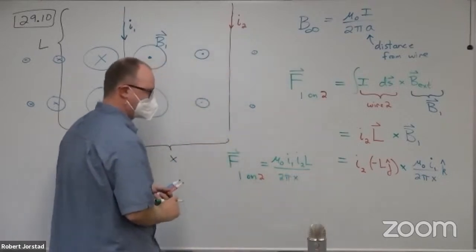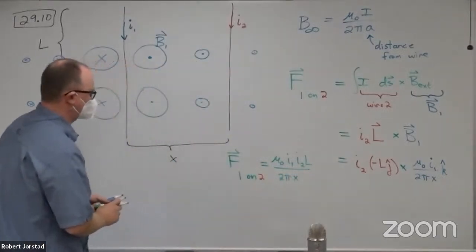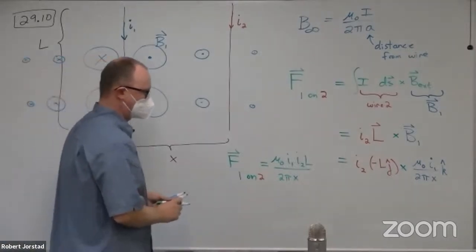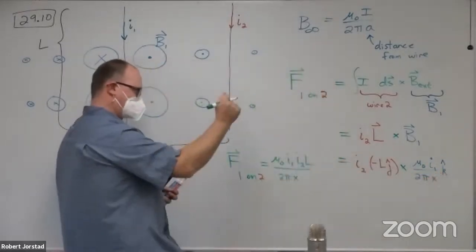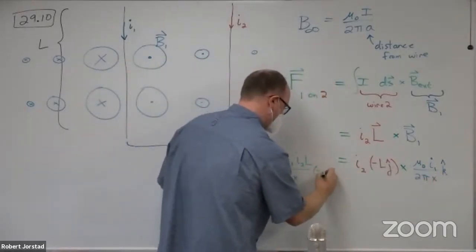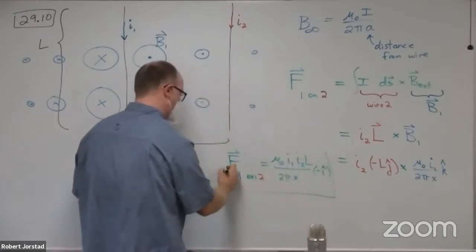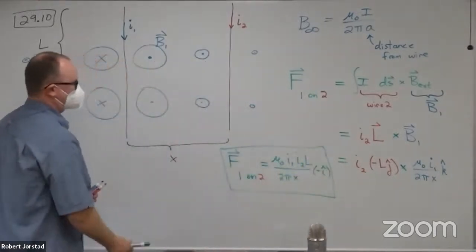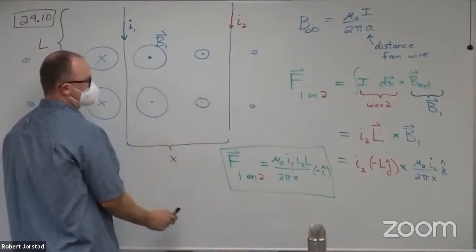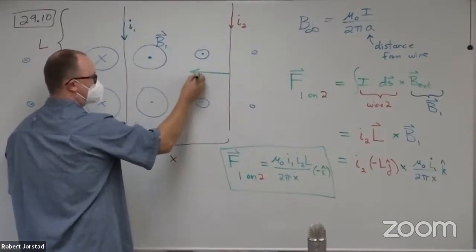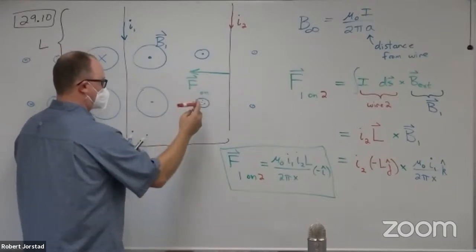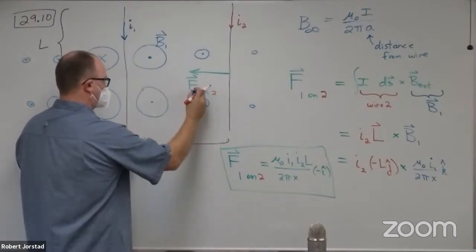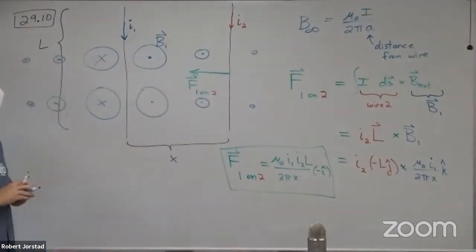2 pi x. What's the direction? No, it's not. It's either negative. J goes to K goes to, and then there's a minus sign, so it's... So what direction is the force on wire 2? To the left, negative I hat.